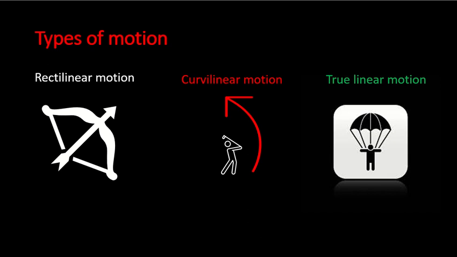And then lastly, the last type of motion is true linear motion, which is uncommon in sport, but it's when the whole of an object is moving the same direction at the same speed at the same time. And the only real example you could get is skydiving, when the whole body of a person is falling at the same time, same speed, same direction, all downward.